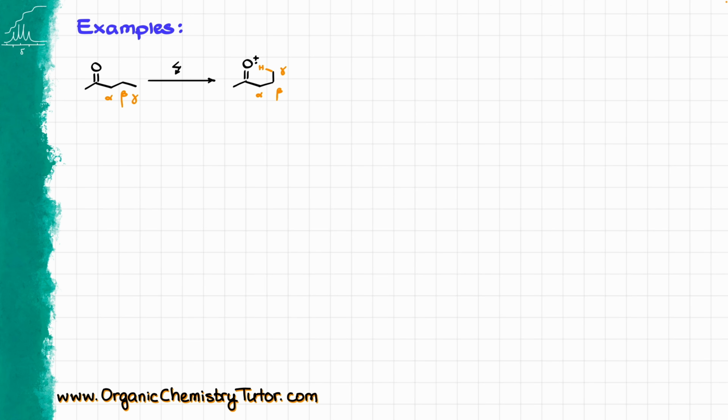Now from here I'm going to show this goes here, then this electron jumps here, this electron goes onto the beta atom, and finally the last electron stays with the alpha carbon, giving us our newly fragmented cation radical, this species on the left, and we also have our alkene on the right side.